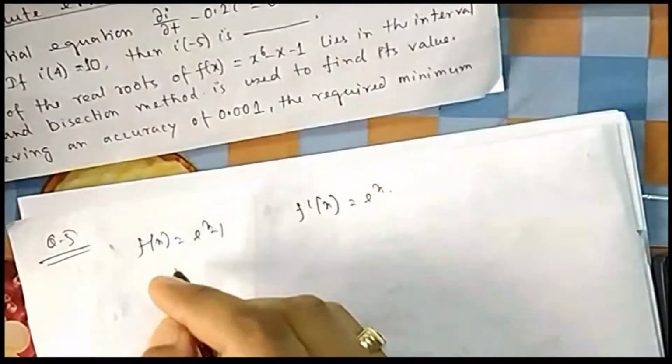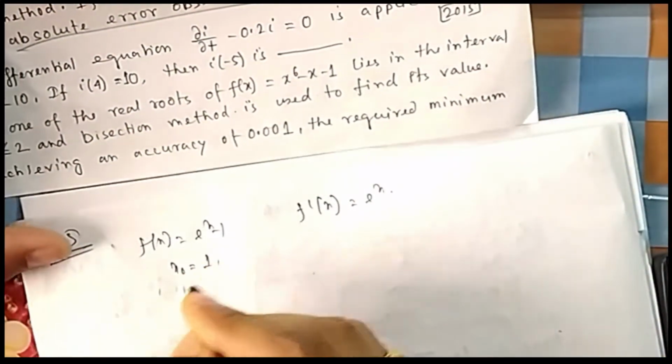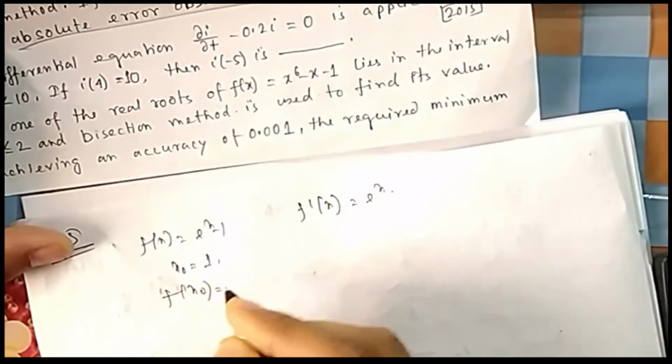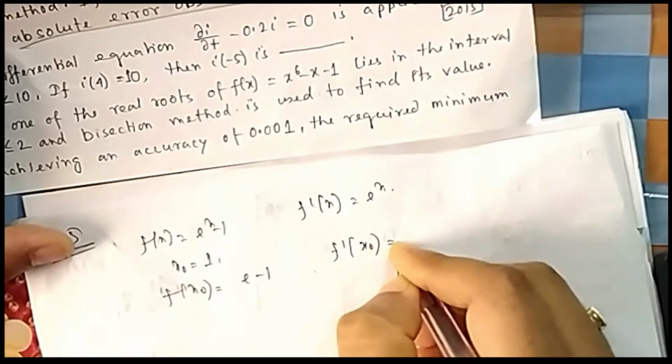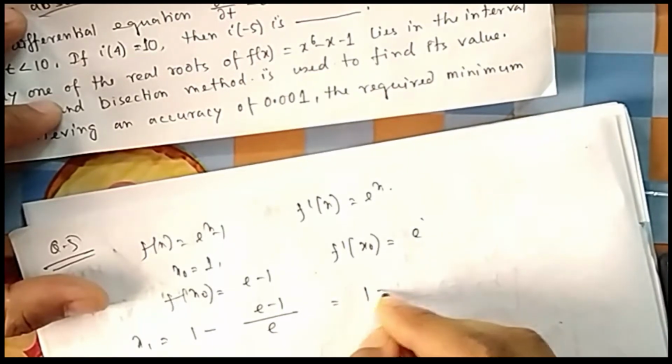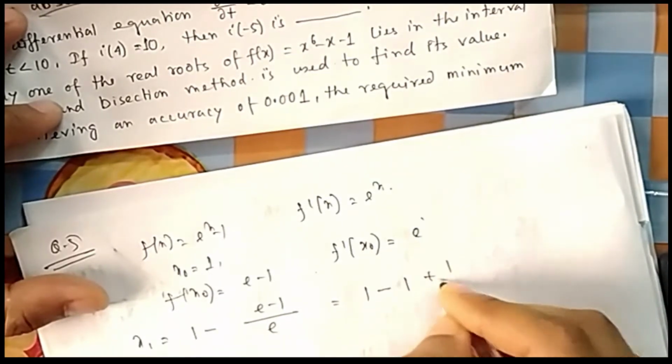So what is my initial case? x0 is equal to 1. So what is f(x0)? e minus 1. What is f dash of x0? That is also e. So if I take my first step, x1 is equal to x0 minus f(x0), that is e minus 1, divided by f dash of x0, that is e. So if you solve, it is 1 minus 1 plus 1 by e.